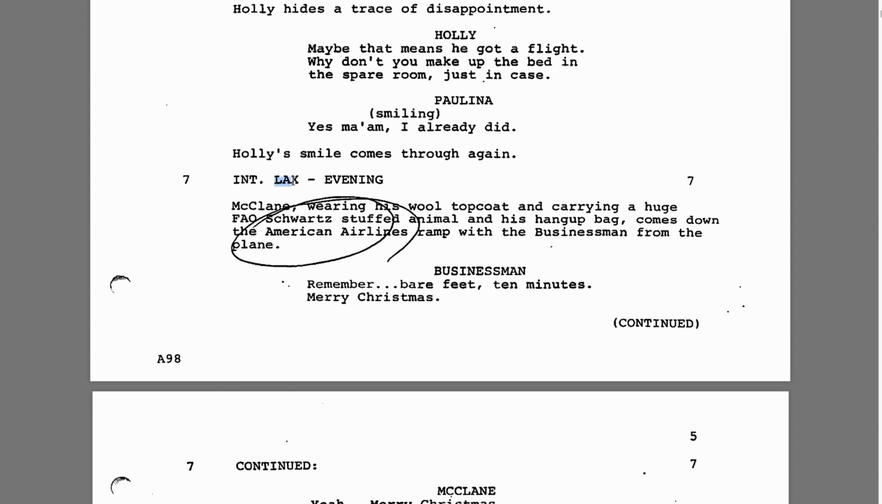Interior, LAX, evening. McClane, wearing his wool topcoat and carrying a huge FAO Schwartz stuffed animal and his hang-up bag, comes down the American Airlines ramp with the businessman from the plane.